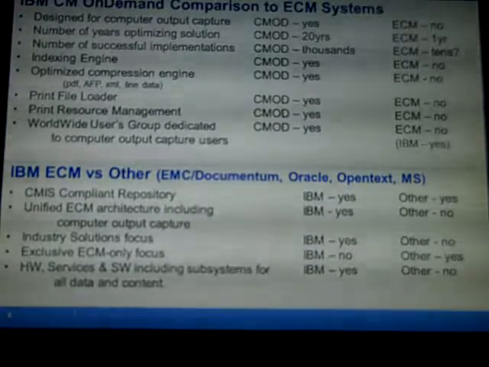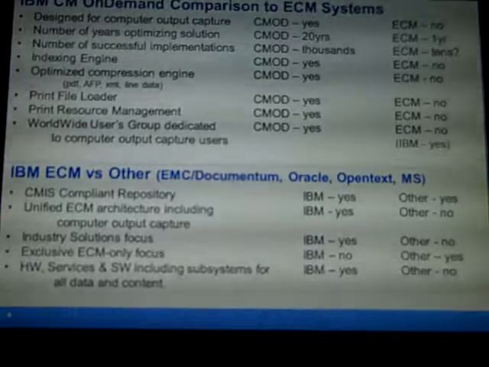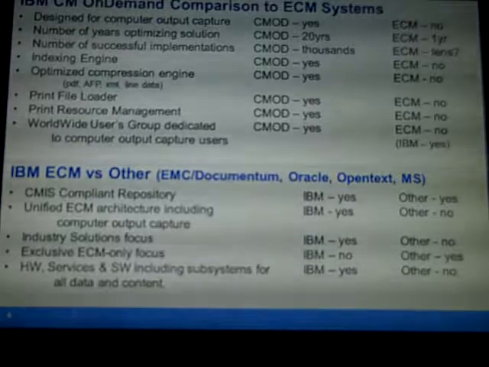A unified ECM architecture that includes computer output capture. IBM has it, others don't. An industry solutions focus that is caring about things that mean something to an industry without just selling components. IBM does that, others do not. An exclusive ECM only focus that only cares about selling the ECM software. That is not IBM's focus.